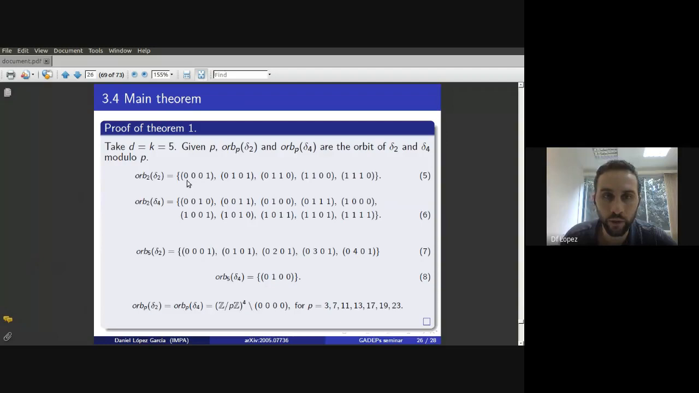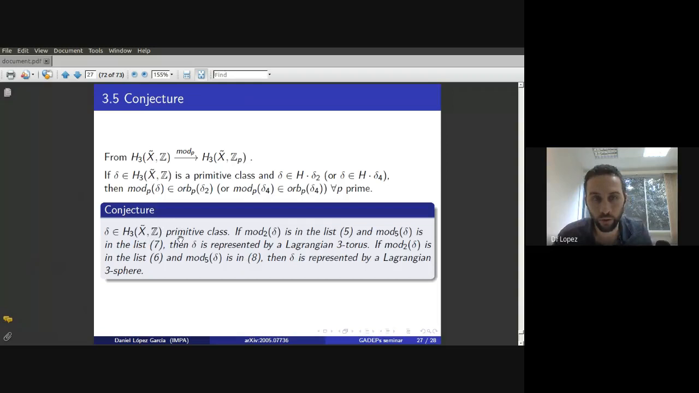Again, if we consider a primitive class with integer coefficients, and if we compute modulo 2 of this cycle and it is in this list here, and modulo 5 it is in this list, then this is supported in a Lagrangian three-torus. And again, analogously, if we consider a primitive class such that modulo 2 is in this list, and modulo 5 is in this list here, then this is supported in a Lagrangian three-sphere. This is a conjecture, and okay, I think that was very short.